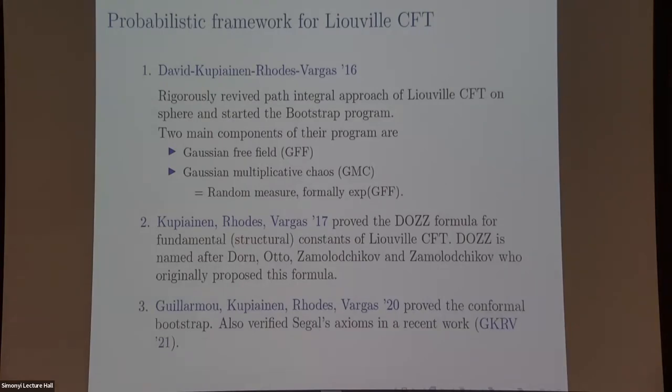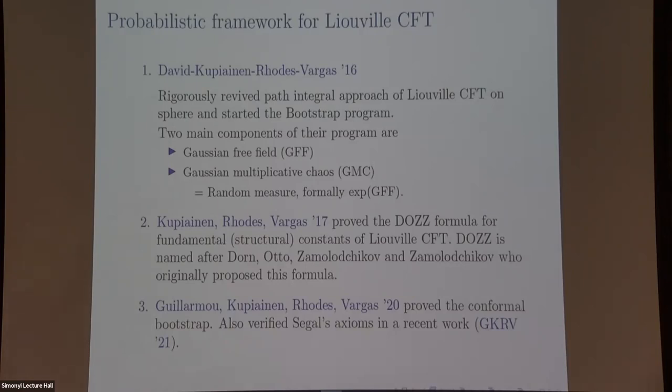The next major progress happened in the next year, 2017, where Kupiainen, Rhodes and Vargas were able to find out the fundamental structural constant of this CFT. This was figured out by physicists long ago, but from the mathematical side, using probabilistic ideas, this was the first time it was proved. Then in 2020, Guillarmou, Kupiainen, Rhodes and Vargas finally proved this conformal bootstrap program for the Riemann sphere, and later generalized it to any genus, verifying Segal's axioms for CFT.